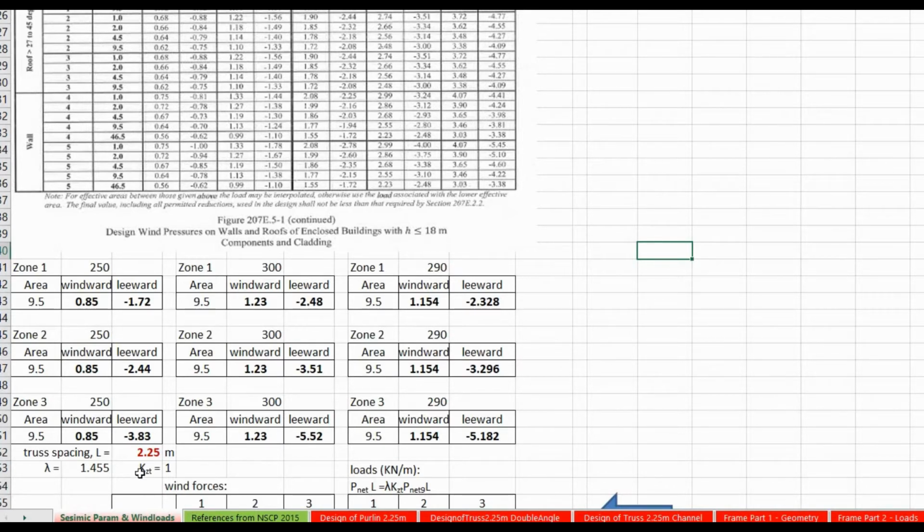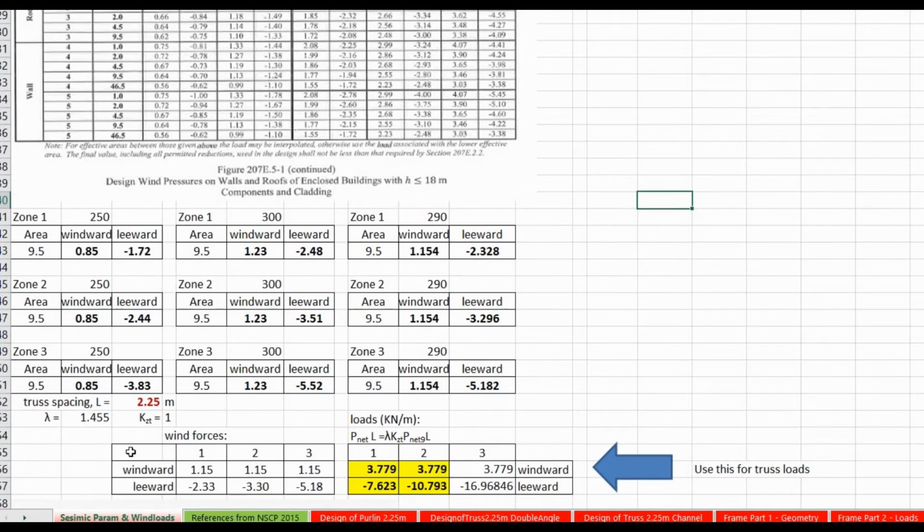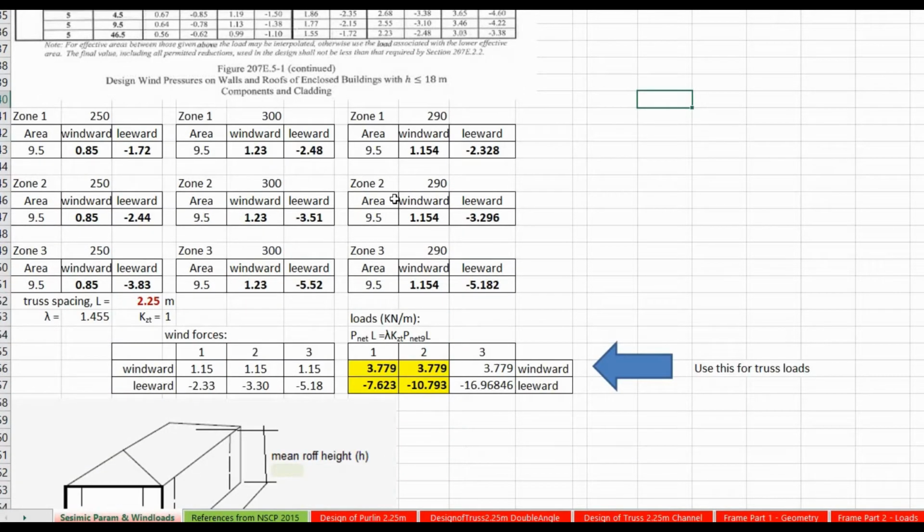ipapasok na natin ngayon yung truss spacing na 2.25. Now, mapapansin nyo na ang truss spacing natin ay 2.25 meters. That is very close. So, we will explain that later on kung bakit naging 2.25. Okay, so let's tabulate the wind forces or your PNet 9 forces.